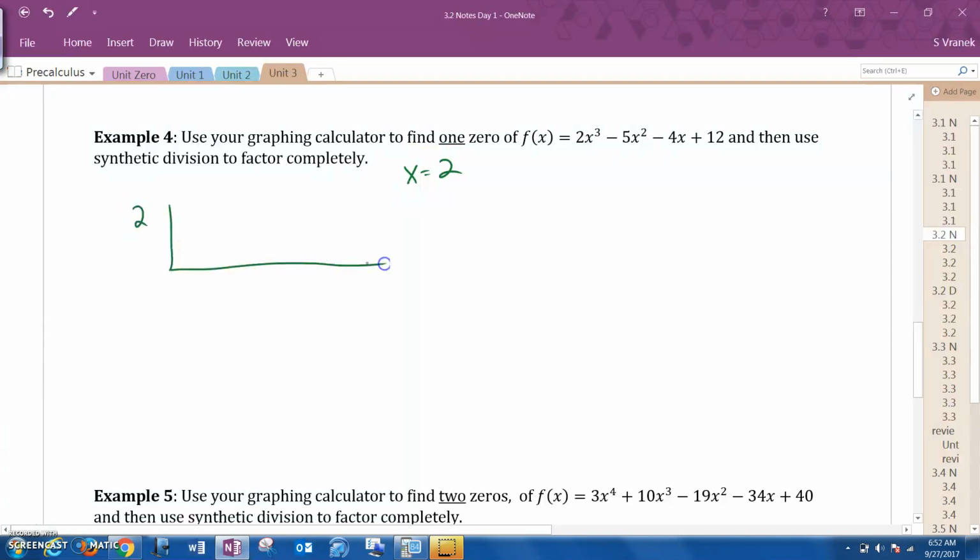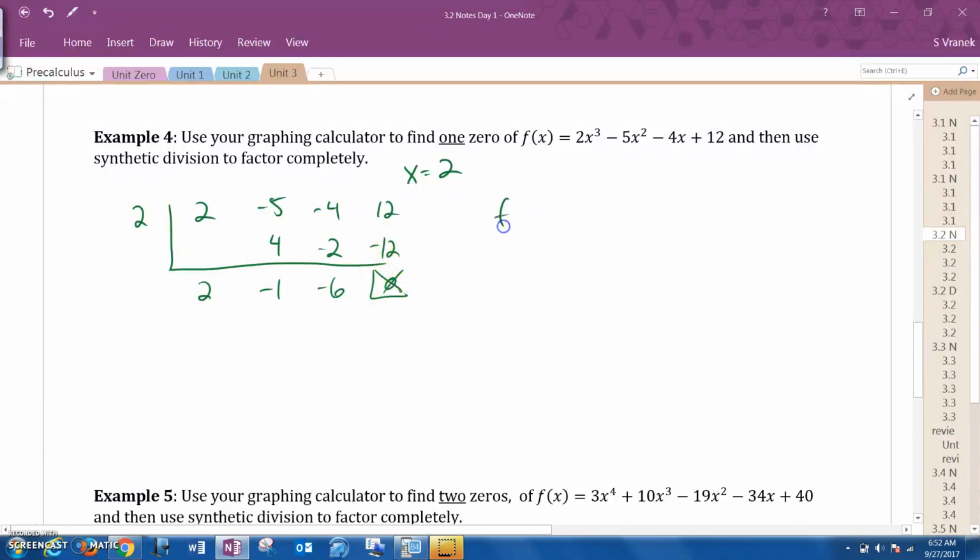So I synthetically divide by the 2. I write out all the coefficients that I need to. Notice how it's all descending order, so I don't need to put any zeros in. Then I do 2 times 2 is 4. You add down, you get a negative 1. 2 times negative 1 is negative 2. Add down, you get negative 6. Negative 6 times 2 is negative 12, and we get our 0.